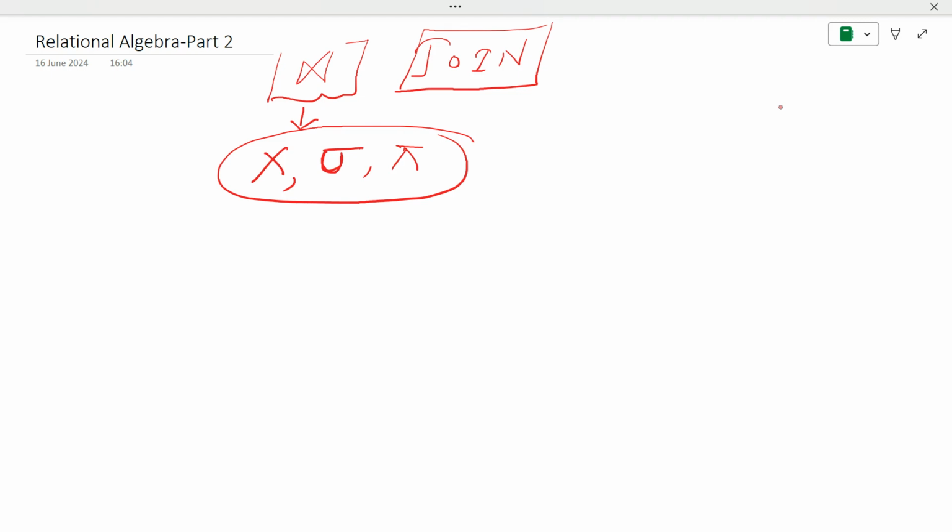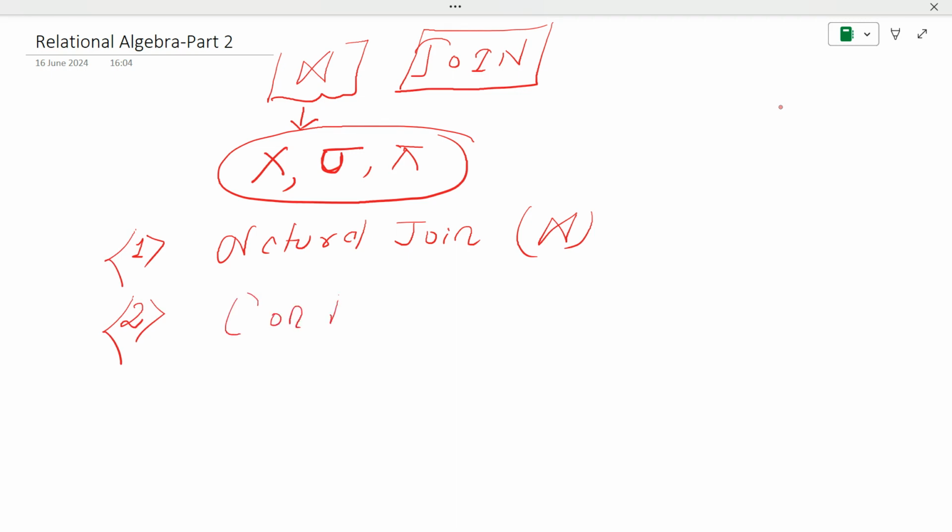So the very first type of join is natural join, which is represented by this symbol. Let's first see all the types of join. First is natural join. Second is conditional join, also known as predicate join, because here, on the natural join, we are applying a certain condition like C. So this is called conditional join.